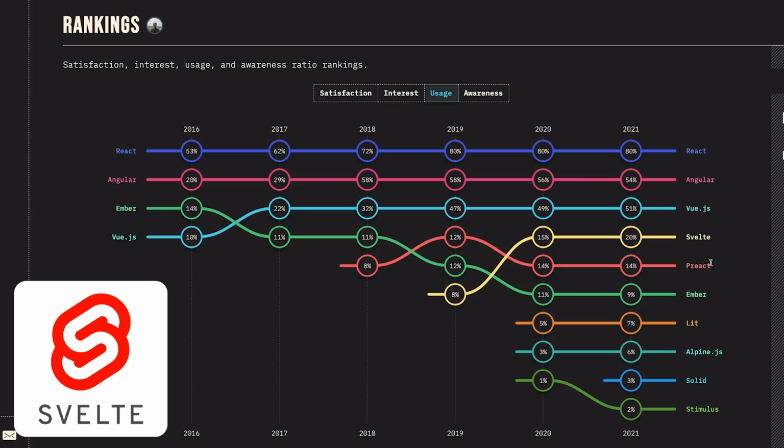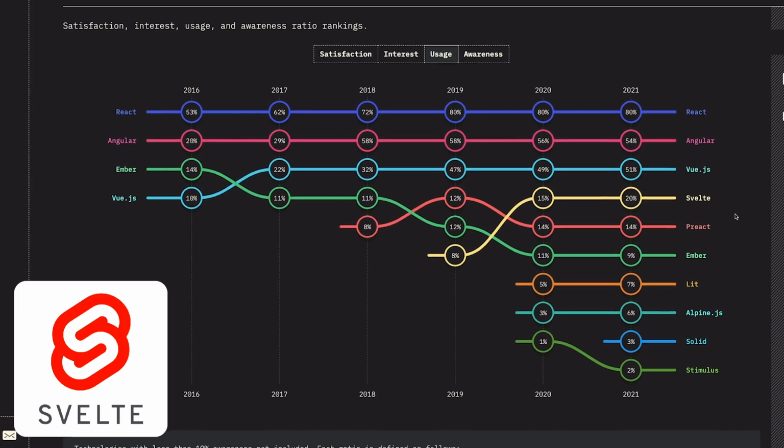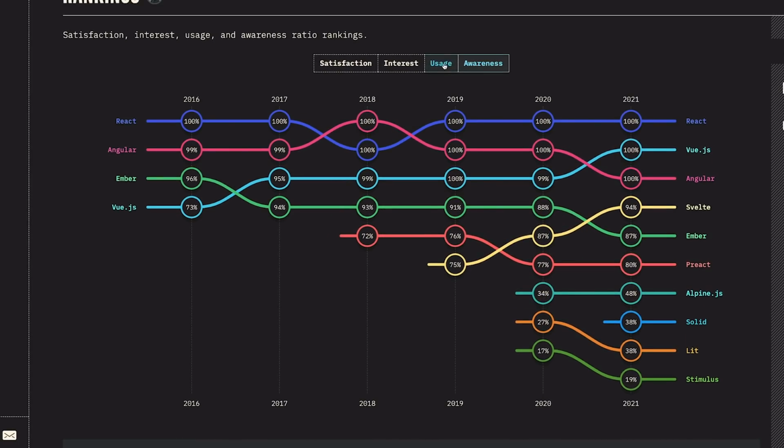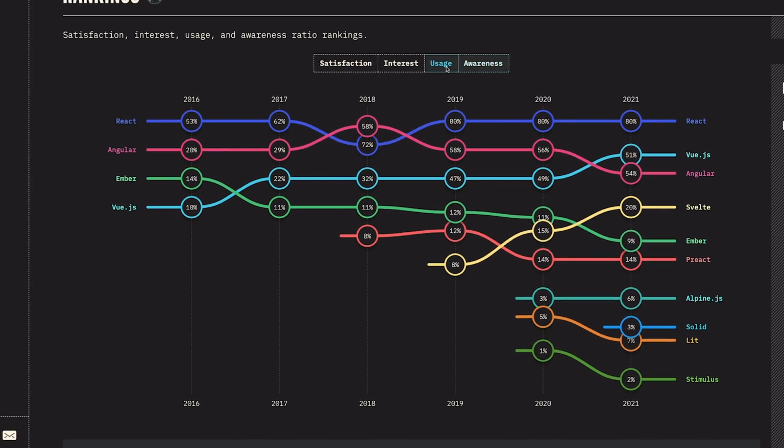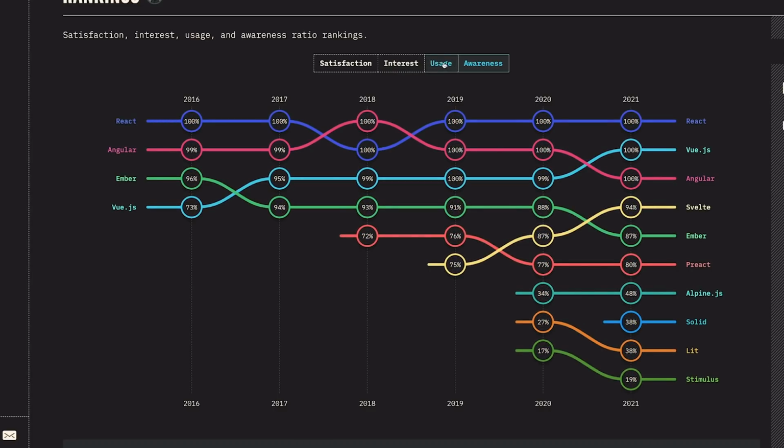So they want to support as many frameworks as they can. They live and breathe Next.js and React, but I do believe they will work equally hard on Svelte as well. And finally, the fourth tab you see here, which is awareness, at least for the usage part, it seems like there's not a lot of differences, just a couple of differences.